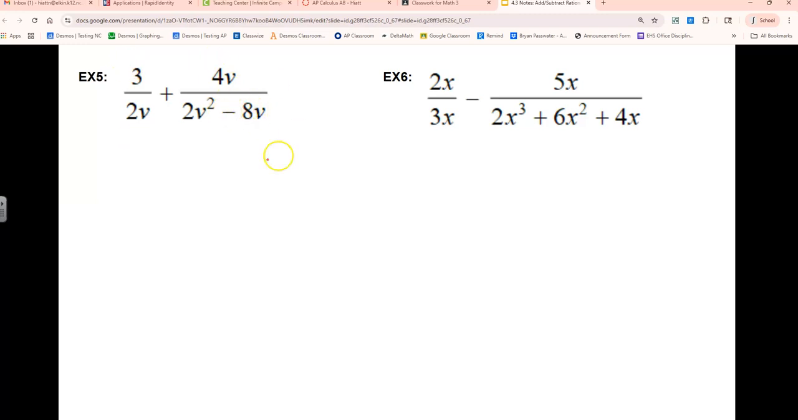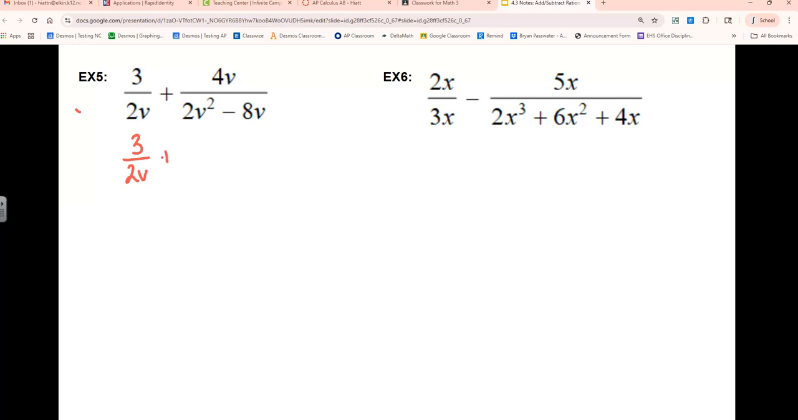All right, so number 5. We've got 2v squared minus 8v right here. So I can factor this. You want to factor this before you try to do a least common denominator. So what kind of factoring can I do on that? Is it going to be X method or GCF? Okay, GCF. How do I know it's GCF? I can take a 2 out of everything, and there's a variable with everything, right?